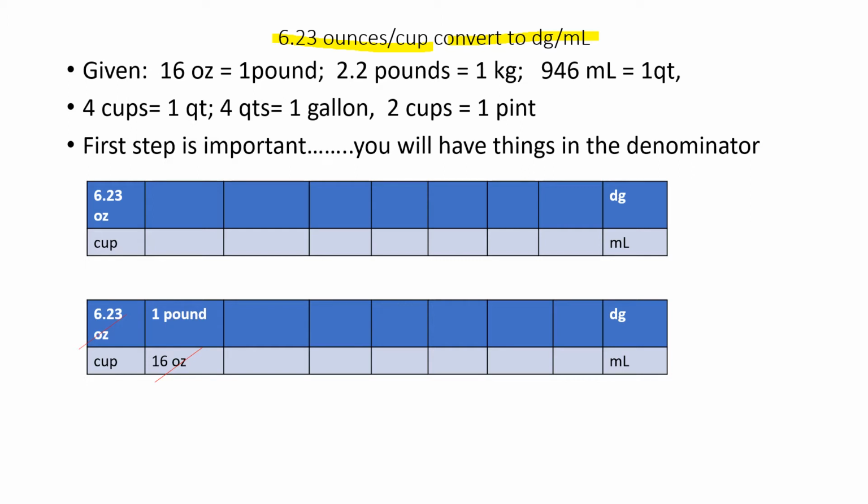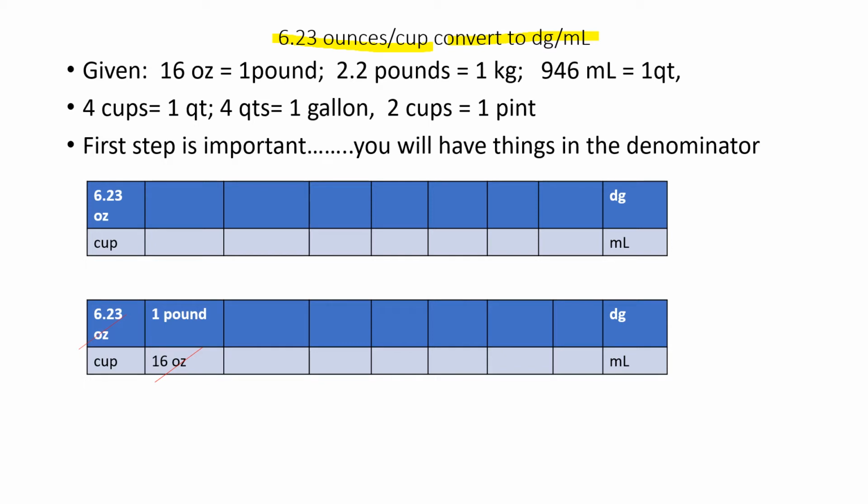So we would have some equalities given to us: 16 ounces in a pound, 2.2 pounds in a kilogram, 946 milliliters in a quart. We'd also have some volume conversions provided for us: 4 cups in a quart, 4 quarts in a gallon, 2 cups in a pint. So we would have the necessary conversions we would need to do.